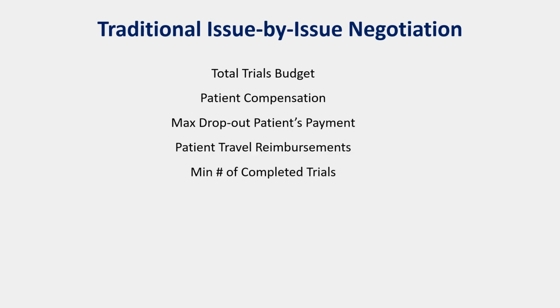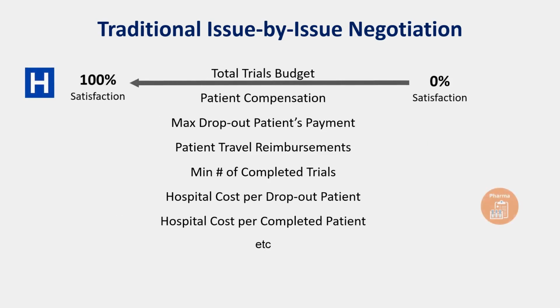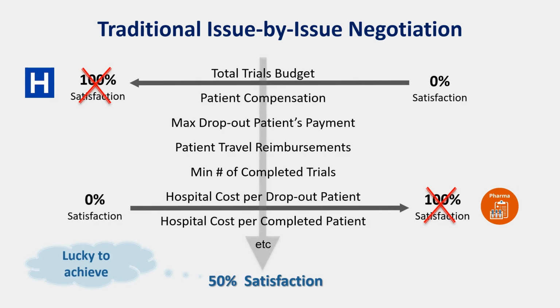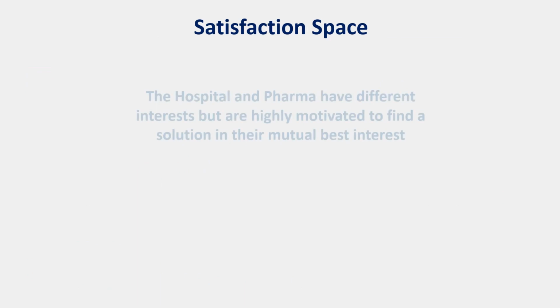Here, a pharmaceutical company is negotiating a budget and a host of other issues for clinical trials research with a hospital. Each party would like to achieve 100% satisfaction on every one of these issues, but that goal is unrealistic. Traditional issue-by-issue negotiations are distributive by their very nature, and 50% for each party is the default expected outcome. However, with the help of some special algorithms, we can actually do much better.